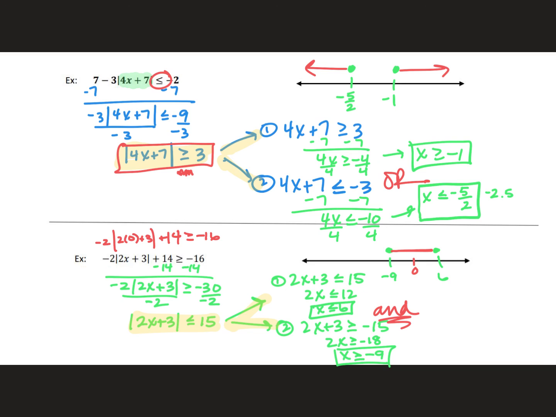So I'm going to write the work here kind of going backwards. So this would be negative 2 times the absolute value of 3 plus 14. So absolute value of 3 is just 3, so negative 2 times 3 is, sorry, negative 6. Negative 6 plus 14 is 8. And is 8 greater than or equal to negative 16? Yes, it is. So that would mean that 0 is in the solution, and that just kind of confirms that they should be connected.